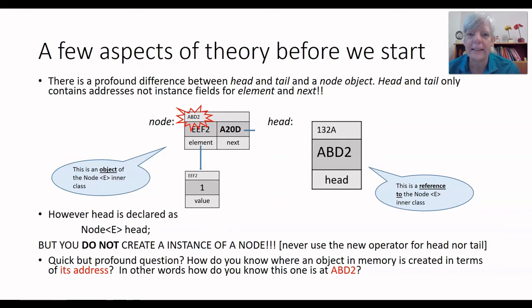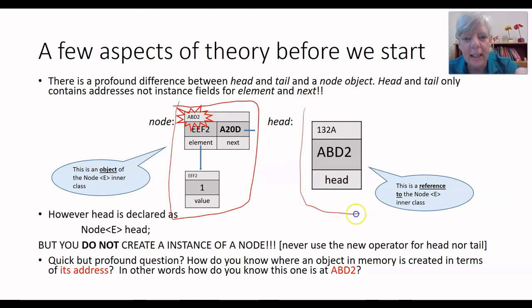But this is easy. I've said this over and over again, but let's go there. There's a profound major difference between head and tail and a node object. Head and tail are only addresses. This is a node. Can you see this whole thing is a node? It's one from that extended diagram. This is the head.